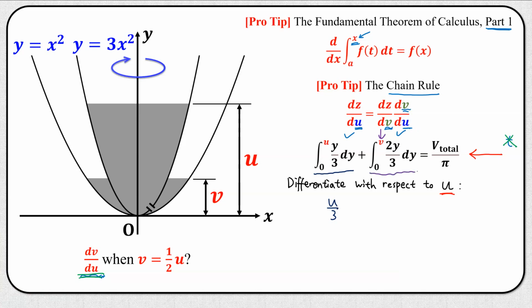So if we are to differentiate the second term with respect to u, first we differentiate with respect to v, which gives 2v over 3. Then we differentiate v with respect to u. And as for the right hand side, since this V total divided by pi is constant, the derivative simply gives 0.